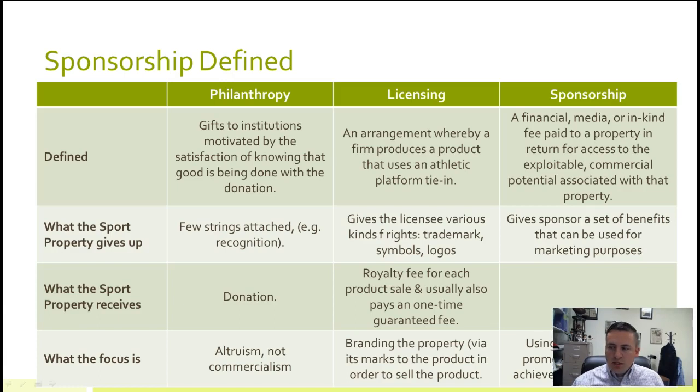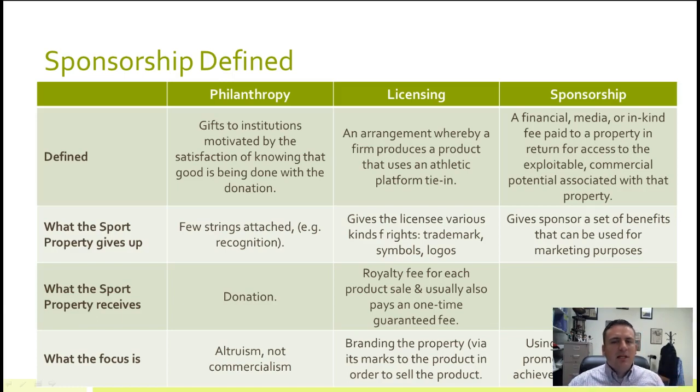In other words, the sponsor is given a set of benefits. They can put their sign on an outfield wall. They have a 30-second commercial spot during the event. Along the concourse, they can hand out samples of their product for marketing purposes. And what the sport property receives, depending on the organization, could be financial investment or media and promotional commitments. Finally, the focus is that it is using the property as a promotional platform to achieve some sort of business objective, which we'll get to in a little bit.